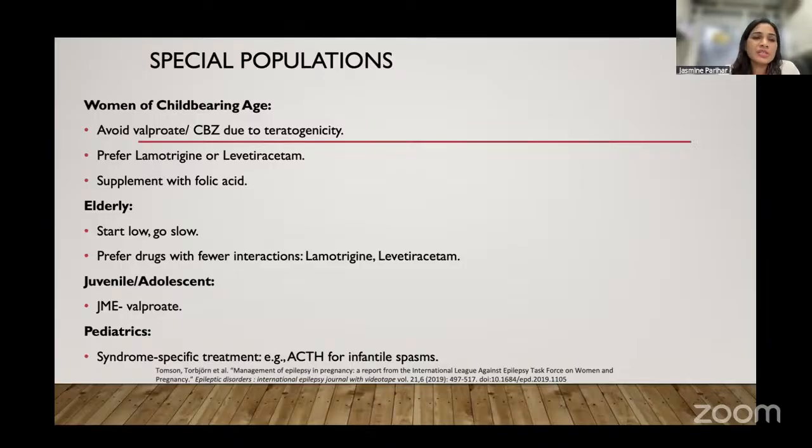If the patient has a special type of syndrome like JME, then the drug of choice is valproate. For example, if a female in the reproductive age group comes to you and has JME, you do not start valproate, you switch to another drug like lamotrigine and levetiracetam. So the clinical scenario changes. We have always been taught that valproate is the drug of choice for JME, but when your clinical scenario changes, your choice of drug changes.